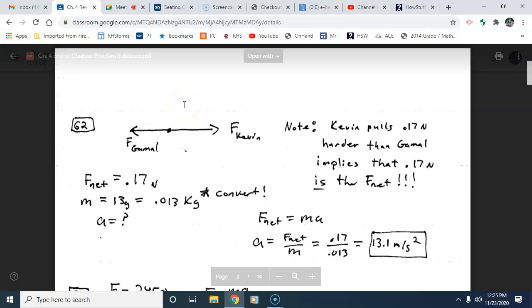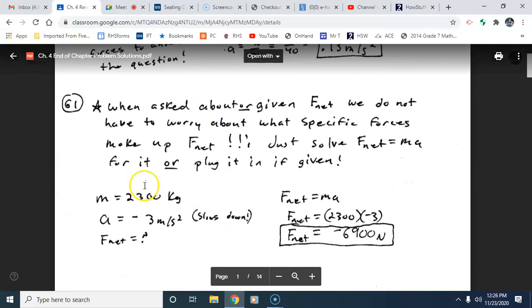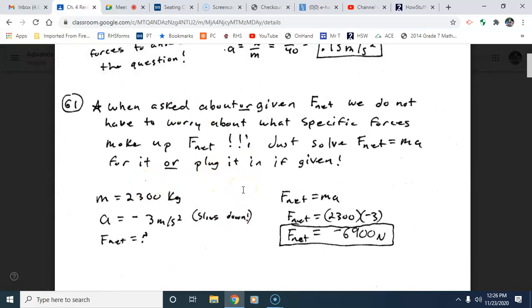In 61, it says a car of mass 2,300 kilograms slows down at a rate of 3 meters per second squared when approaching a stop sign. What is the magnitude of the net force causing it to slow down? So number one is asking for net force. Asking for net force, we just need to know m and we just need to know a, and we can multiply those, and those give us the net total force already. So we do know m, we don't know a.